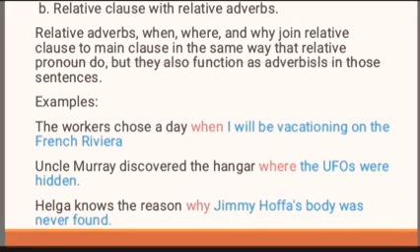Now let's examine these examples. The workers choose a day when I will be vacationing on the French Riviera. Now the relative clause is "when I will be vacationing on the French Riviera." That's the relative clause, but the relative adverb when joins it to the main clause, which is "the workers choose a day." The whole relative clause modifies the noun a day, and then the relative adverb when modifies the verb will be vacationing, telling us when I will be vacationing on the French Riviera.